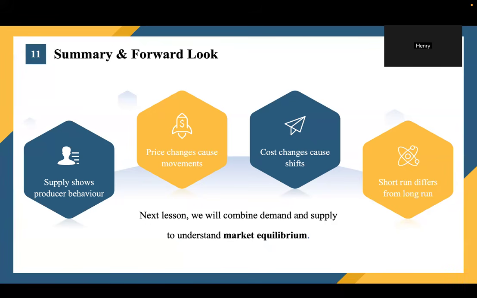Higher prices encourage production, higher costs discourage it. Understanding supply allows us to predict how producers react to changes in the market. In the next lesson, we will combine demand and supply to understand market equilibrium, how prices are actually determined.